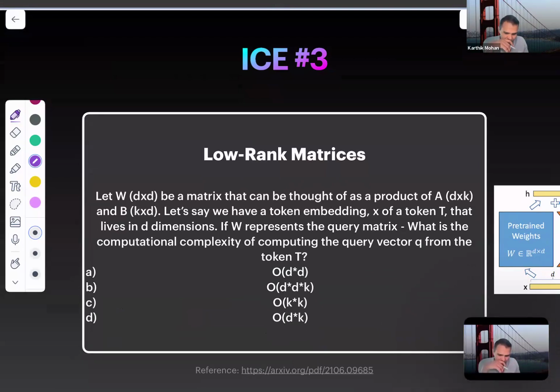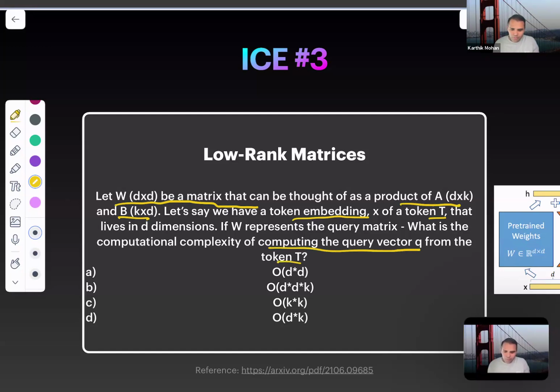So another question, you might have seen this before, but it's good to refresh your understanding of computational complexity when we involve matrices. Let's say we have a matrix W of dimension d by d, which you can think of as a product of A, which is d by k, and B, which is k by d. Let's say we have a token embedding X of token T, which lives in d dimensions. If W represents a query matrix, what is the computational complexity of computing the query vector from the token T?